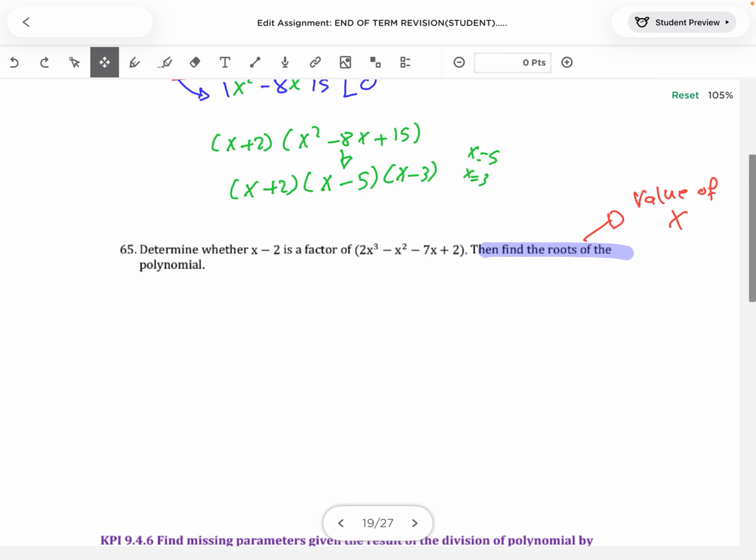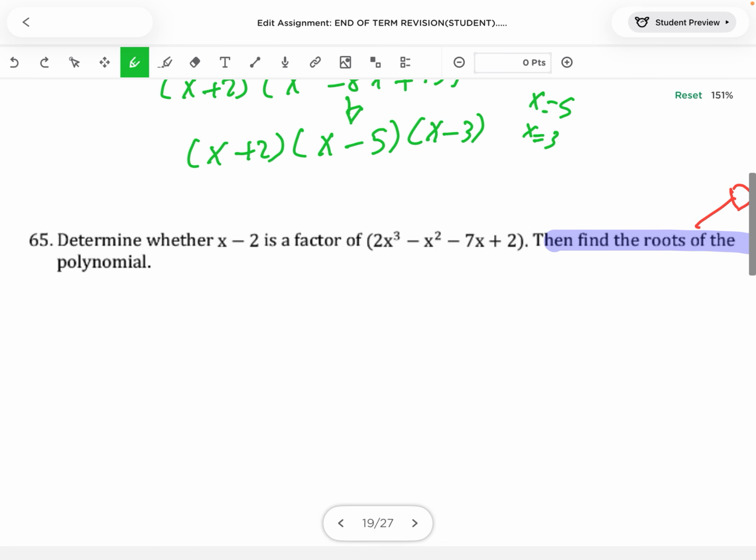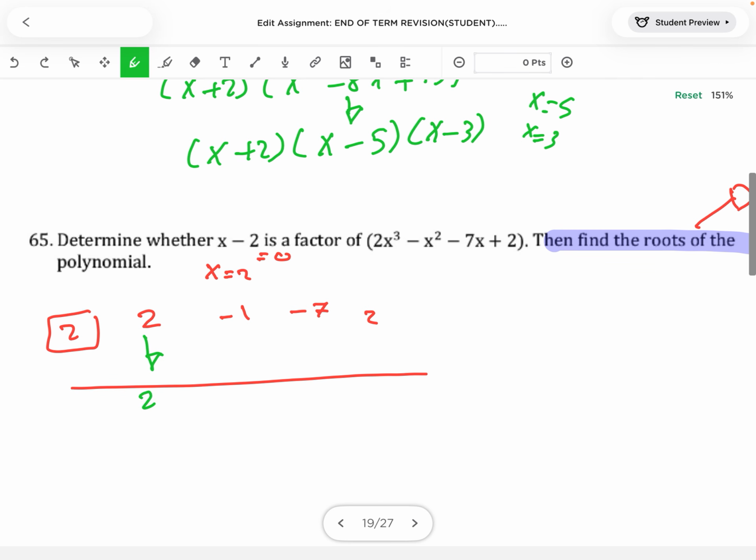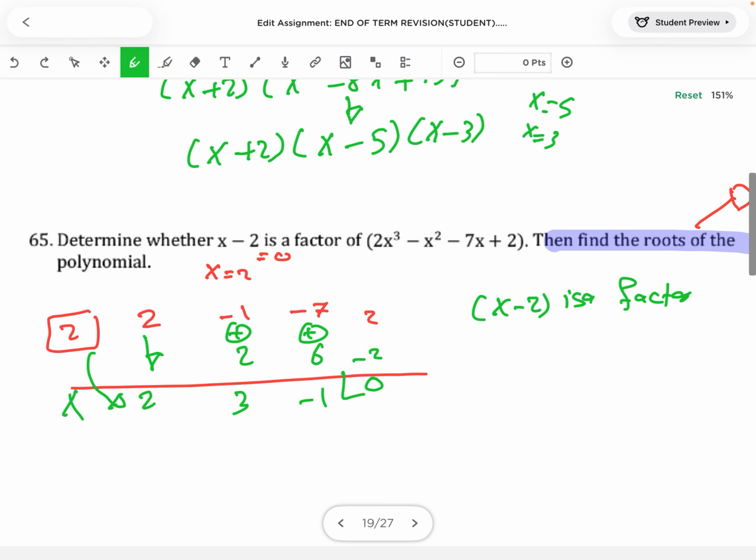Now this one is the same story. To determine whether x minus 2 is a factor, I will make it equal to 0. So x will be 2. We put it in the box. We have 2, negative 1, negative 7, and 2 again. We drag the 2 down and we multiply here. 2 times 2 is 4. Add them. 3 times 2 is 6. Add them. Negative 1 times 2 is negative 2, and the remainder is 0. That means x minus 2 is a factor. Okay, it is a factor.